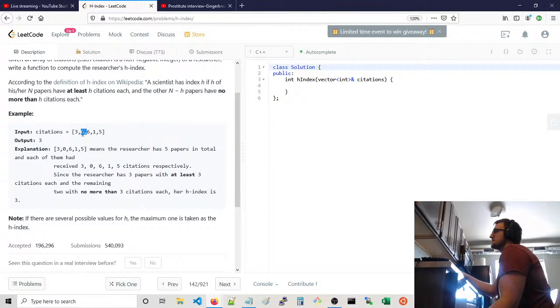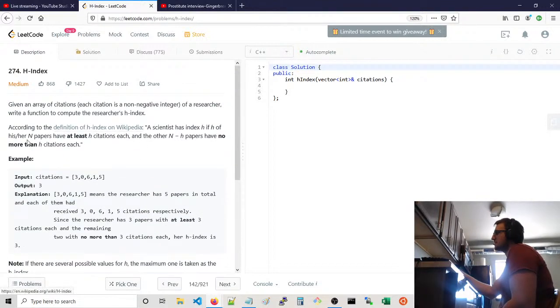Input citations: 3, 0, 6, 1, 5. Output: 3. Explanation: the researcher has 5 papers in total, and each of them had received 3, 0, 6, 1, 5 citations respectively. Since the researcher has 3 papers with at least 3 citations each, and the remaining 2 with no more than 3 citations each, her H-index is 3. Okay, so it's kind of like a midpoint. H of the papers have at least H citations, and the other N minus H have no more than H.